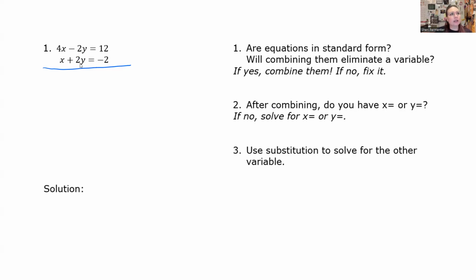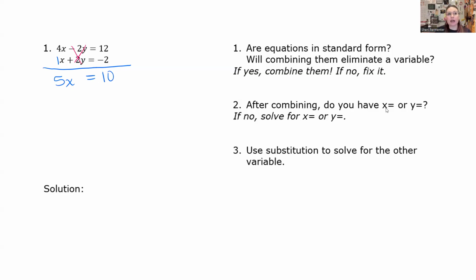2 minus 2 is 0, so my y is going to cancel. I'm going to mark it off. What is the number in front of x if there's no number? 1. So I get 4 plus 1 is 5x equals, what's 12 minus 2? 10. All right. Do I have x equals? I have 5x equals.